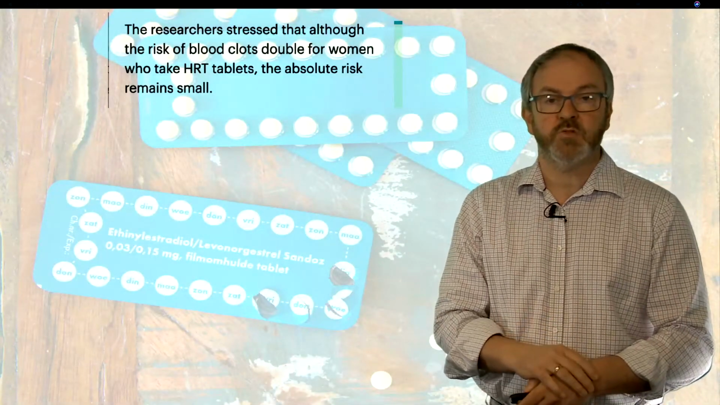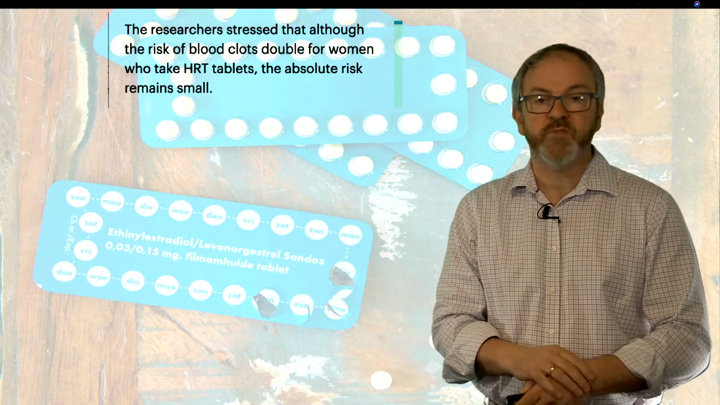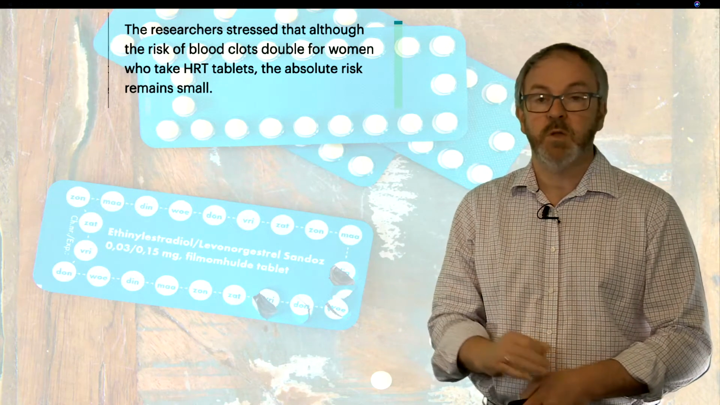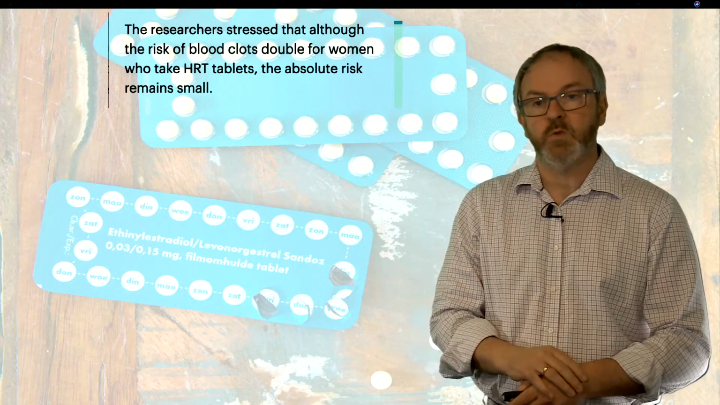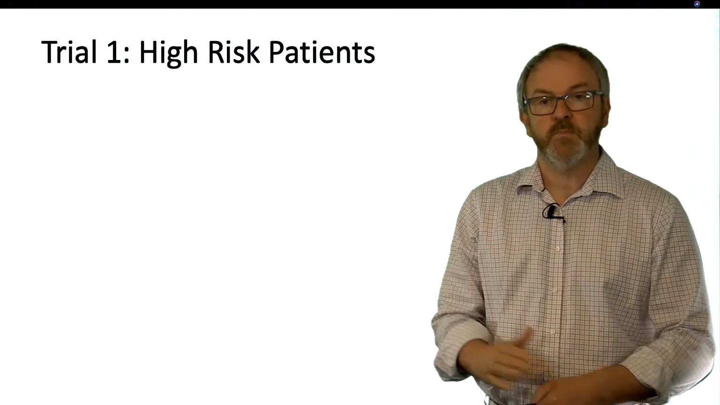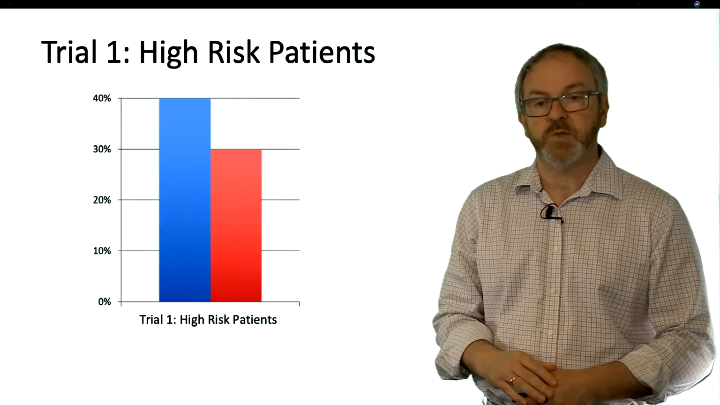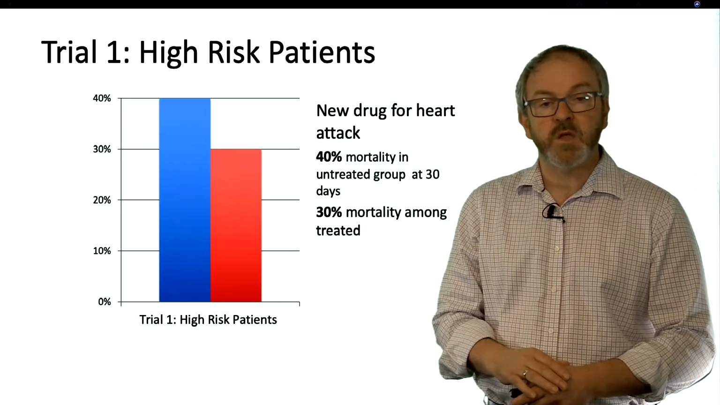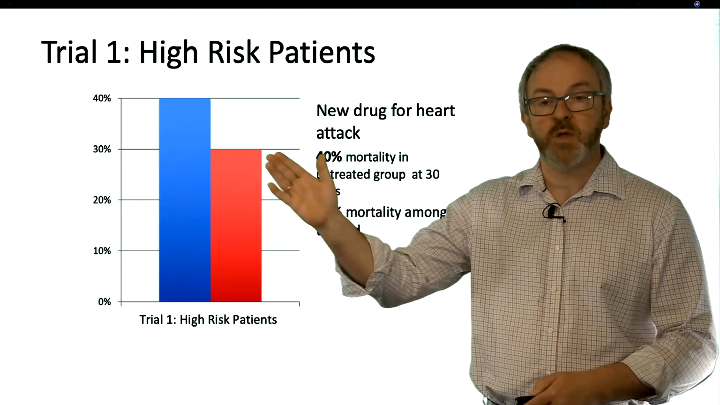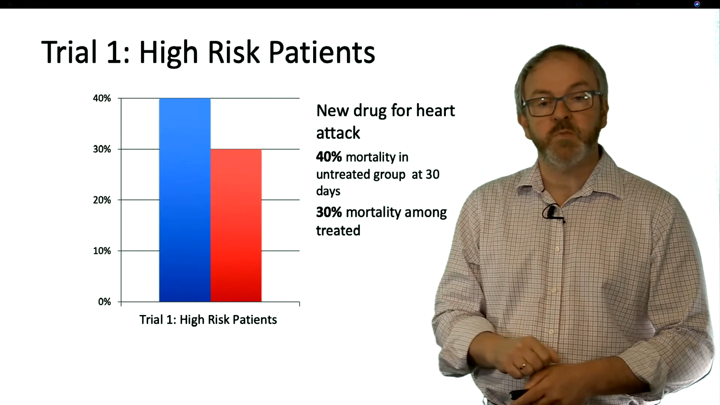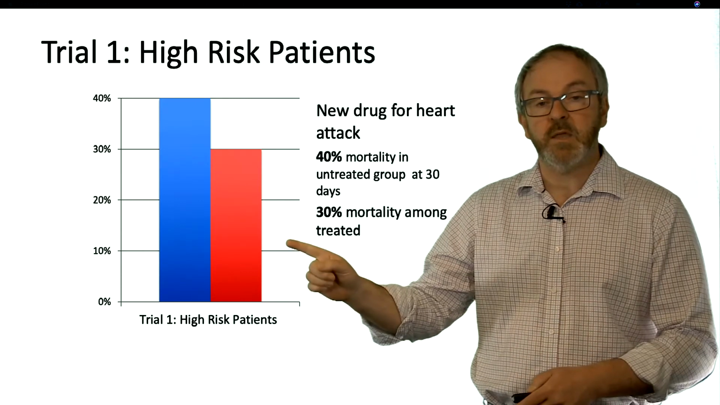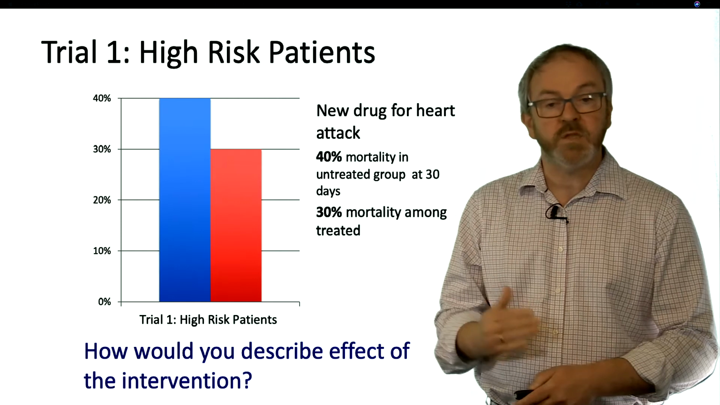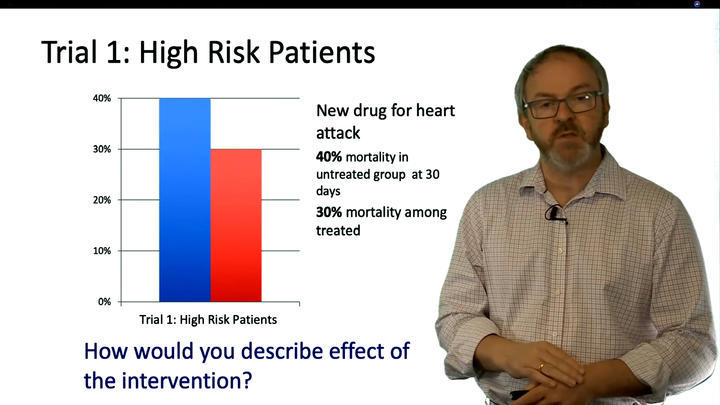Here's what the researchers stressed, that although the risk of blood clots doubles for women who take HRT tablets, the absolute risk remains small. Let's try and explain that. What do we mean by remains small? Let's take this first trial in high-risk patients. Here's the trial. It's a new drug for heart attack, and here you can see there's 40% mortality in the untreated group at 30 days, and here in the treated group the mortality is 30%. The question is, how would you describe the effect of this intervention?